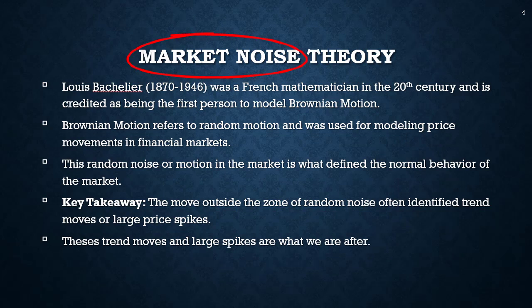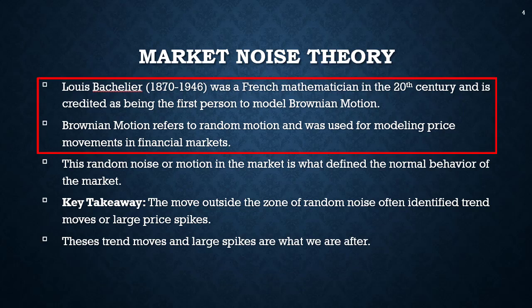I'm going to go back to a little bit of history. I'm not going to get too in the weeds here on market noise theory, but there was a French mathematician, a long time ago, back in the 1800s, named Louis Bachelier. Hopefully, I didn't say that wrong. And he was the first one to model what's called Brownian motion, and Brownian motion refers to a random motion. Feel free to Google that. You can dive down a rabbit hole. Go deep with that, but he was one of the first ones to model Brownian motion, and what these guys were doing back then was trying to apply this random motion for modeling price movements in the financial markets, right?